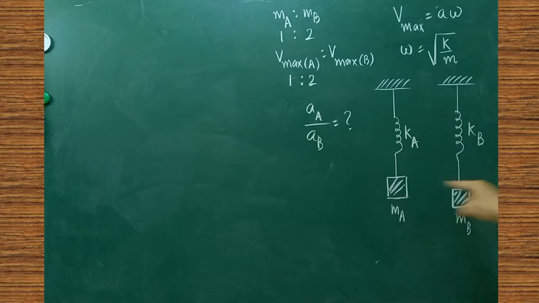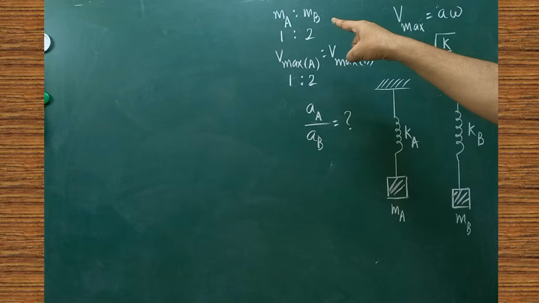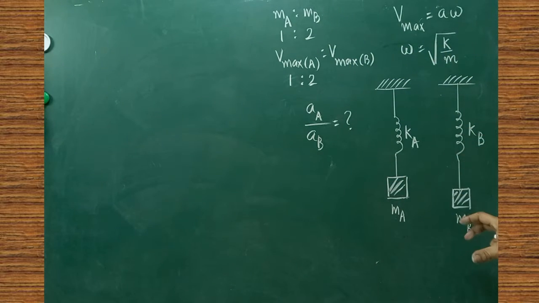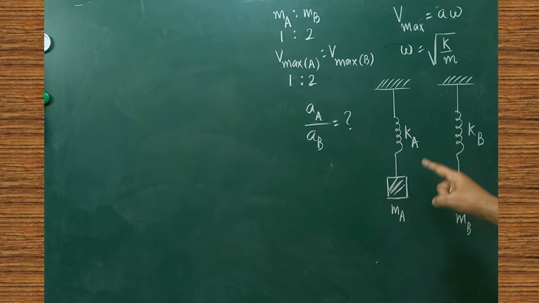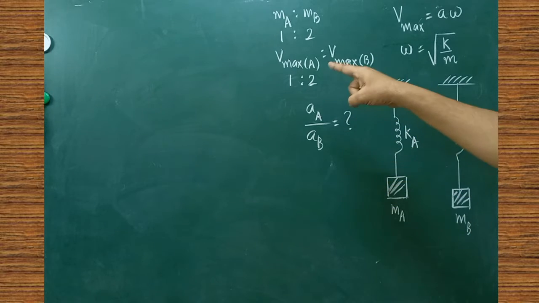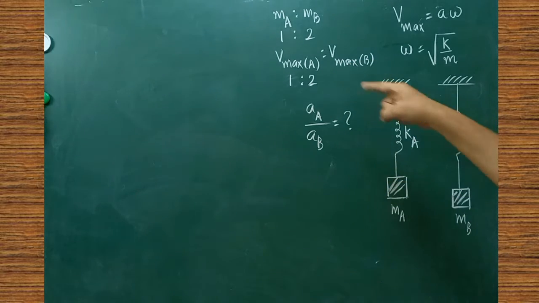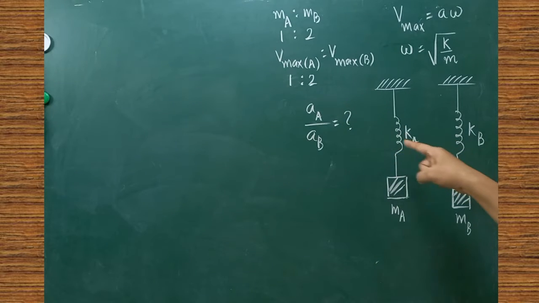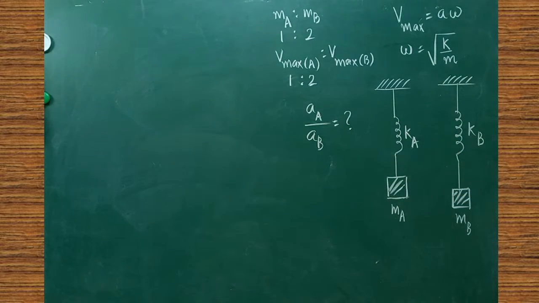here the mass ratios are given. Ma is to Mb is 1:2. When both are oscillated, the maximum velocity of the first system and the maximum velocity of the second system are also given in the form of a ratio. Vmax A is to Vmax B is 1:2. You are asked to calculate the ratio of the amplitudes of the two systems.